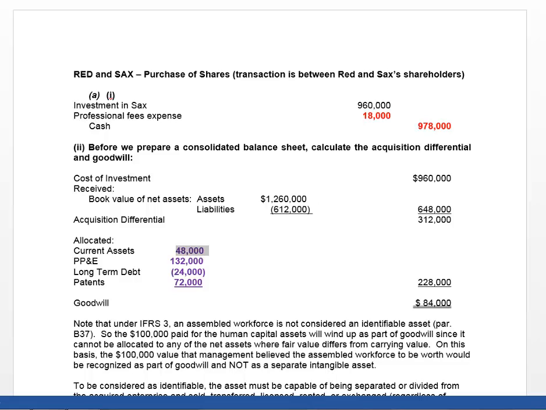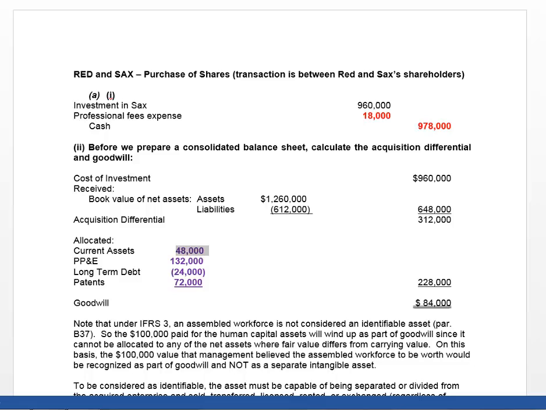But notice that we're also debiting professional fees expense because there was a cost for Red to set up the deal, to get the lawyers, the accountants, the consultants who were involved to help Red set this deal up. Well, those costs don't add any future value to the investment. So we don't capitalize it into the investment. We consider it a sunk cost. So we just debit professional fees expense for that amount of $18,000 and credit cash for $978,000.